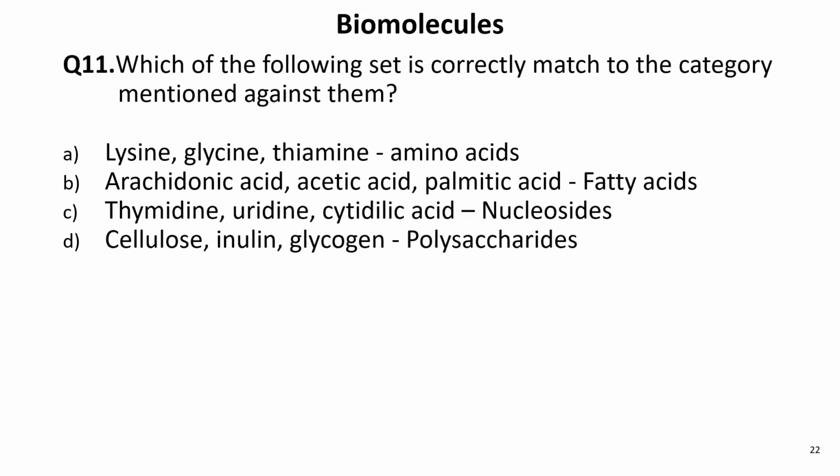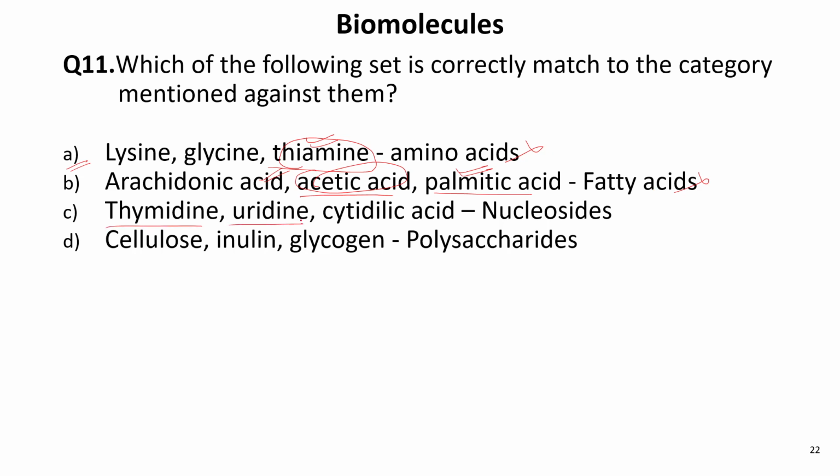Moving to the next question. Which of the following sets is correctly matched to the category mentioned against them? So here are the 4 different categories. So let us take the first option: lysine, glycine and thiamine. Thiamine is not an amino acid. So this is incorrect. Arachidonic acid, acetic acid, palmitic acid. Palmitic acid and arachidonic acid are fatty acids, but acetic acid is not a fatty acid. Incorrect.